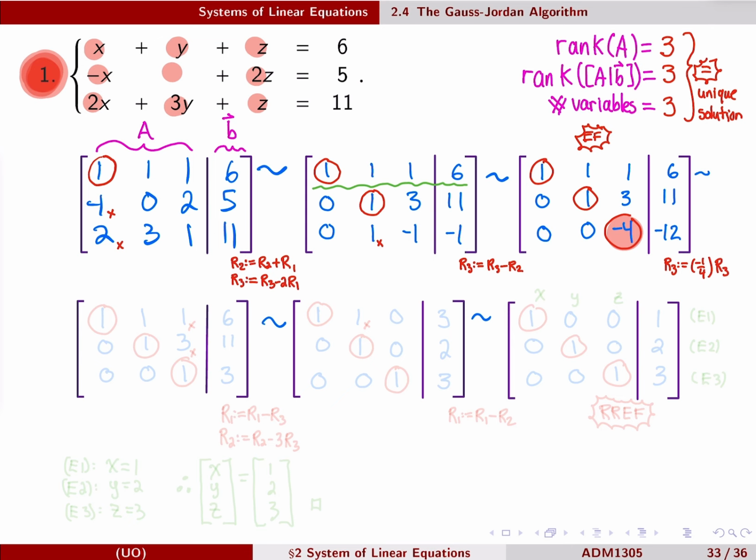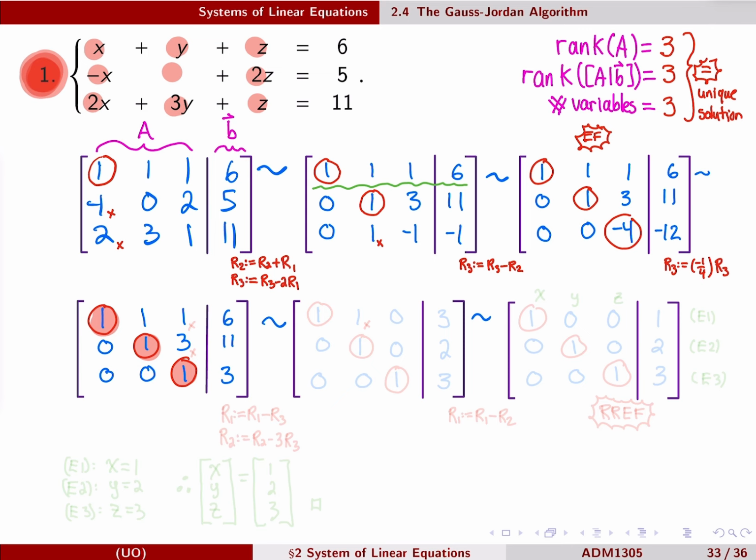So here I'm not touching the first row. So here we go again. You write your first row, 1, 1, 1, 6. You're not changing your second row, so 0, 1, 3, and 11. And then the last row, rescaled, 0, 0, 1. And when you take minus 12 divided by minus 4, you get 3. Now all my pivots are indeed equal to 1, but they're not alone in their respective column.